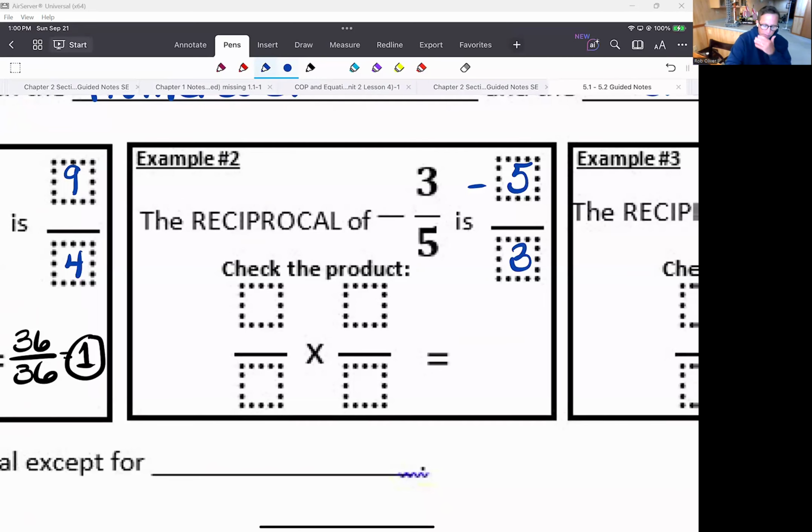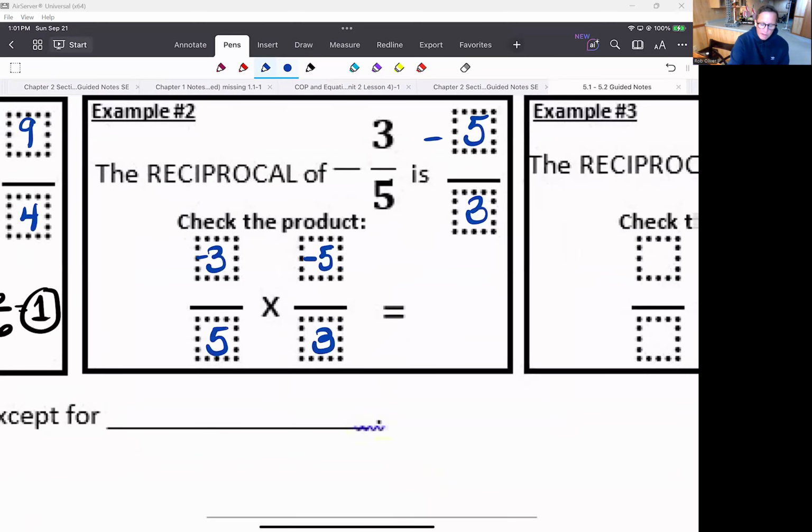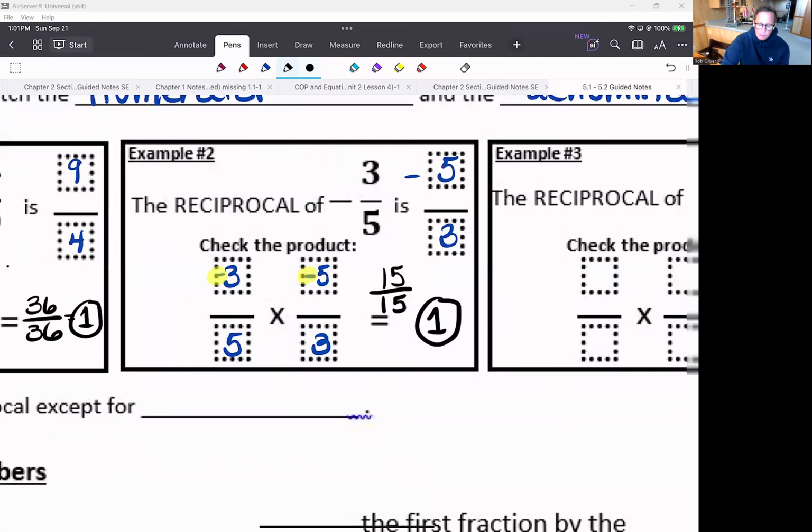So we're just flipping those. We have -3 over 5, and we have -5 over 3. And a negative times a negative is a positive, so we're off to a good start because we want to get +1. And 3 times 5 is 15, 5 times 3 is 15. That still equals 1, doesn't it? So we get the same thing.